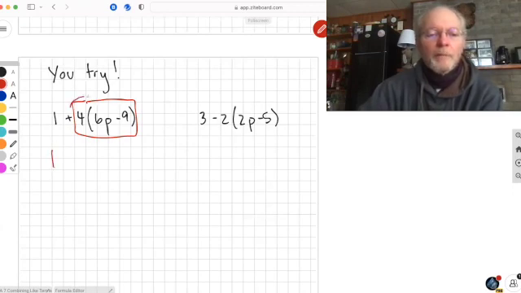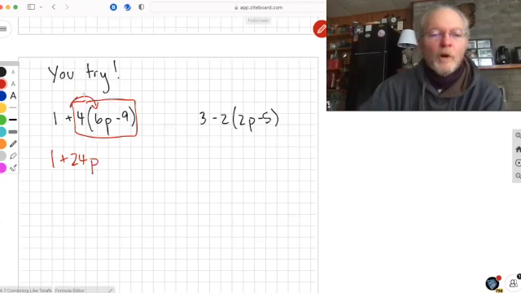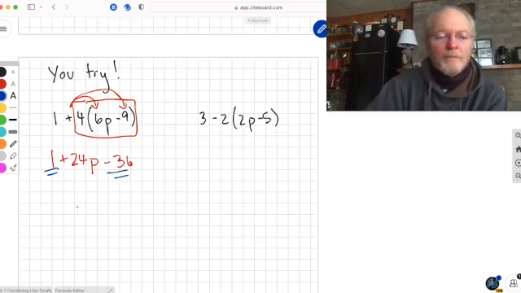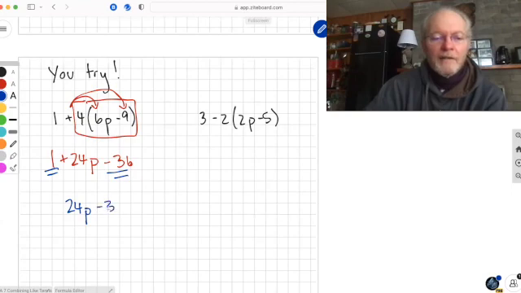Use the distributive property. 4 times 6 is 24. So that's plus 24p. 4 times -9 is minus, or -36. Okay, now we can combine like terms. This 1 is a like term with -36. So our simplified expression would be 24p minus 35.